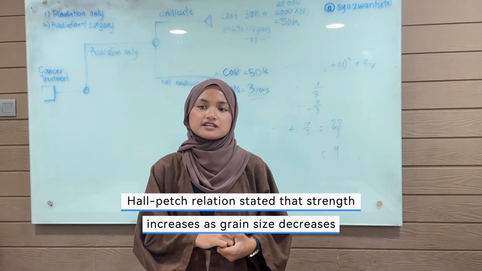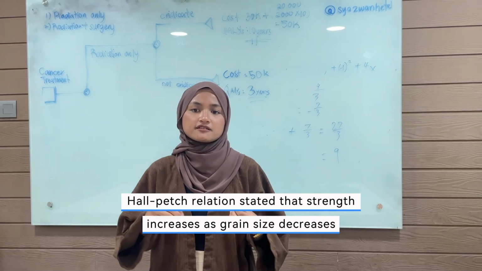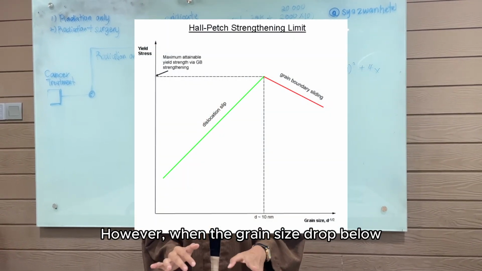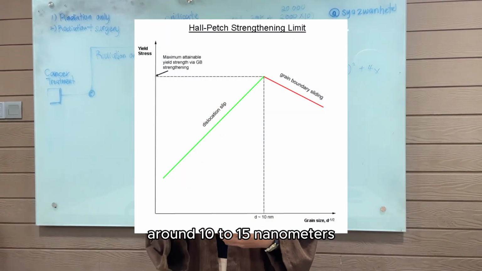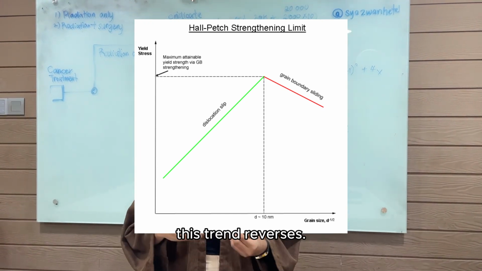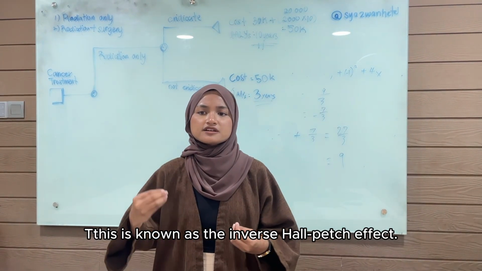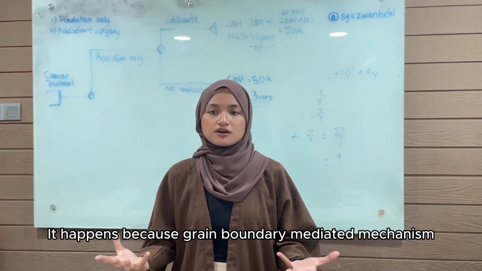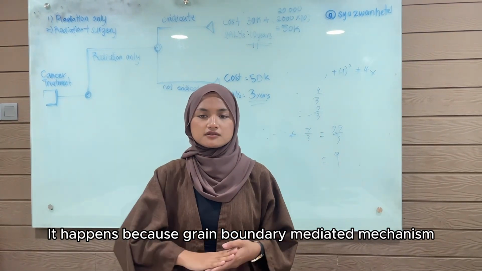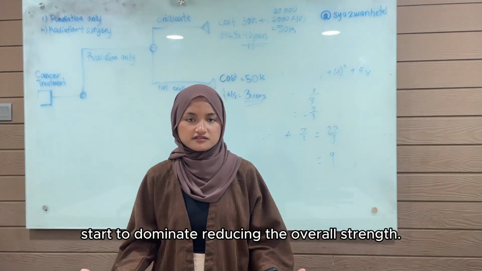The Hall-Petch relation states that strength increases as grain size decreases. However, when the grain size drops below around 10 to 15 nanometers, this trend reverses. This is known as the inverse Hall-Petch effect. It happens because grain boundary mediated mechanisms start to dominate, reducing the overall strength.